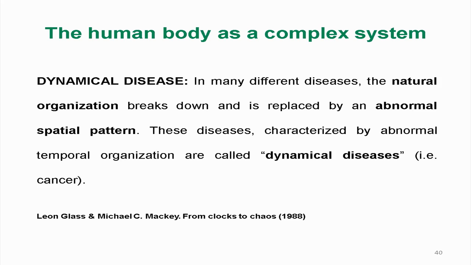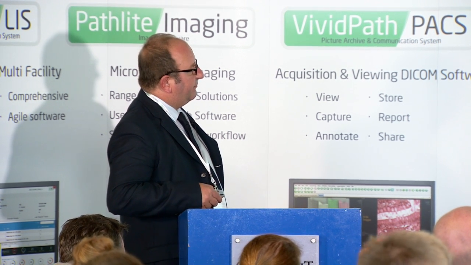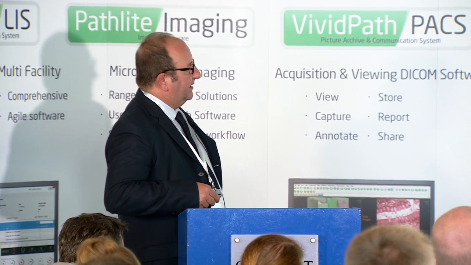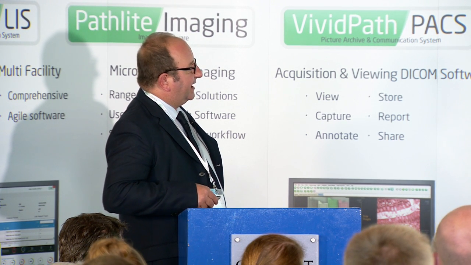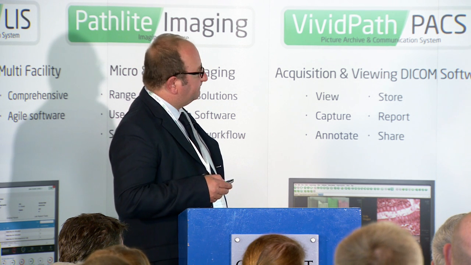In 1988, Leon Glass and Michael Mackey, in their book From Clocks to Chaos, reported for the first time the definition of dynamical disease, as in many different diseases, like, for example, cancer, but not only cancer, the natural organization breaks down and is replaced by an abnormal spatial pattern. And these diseases, characterized by abnormal temporal organization, are called dynamical diseases.